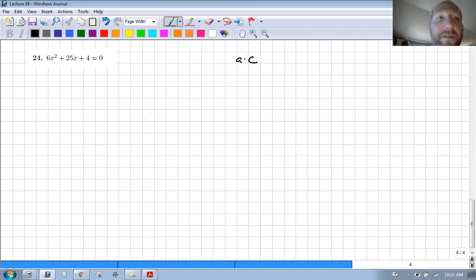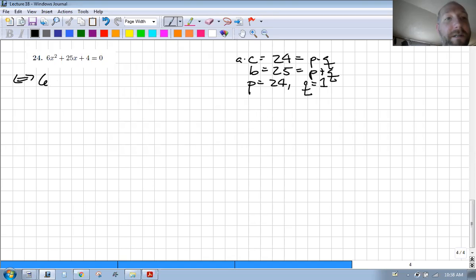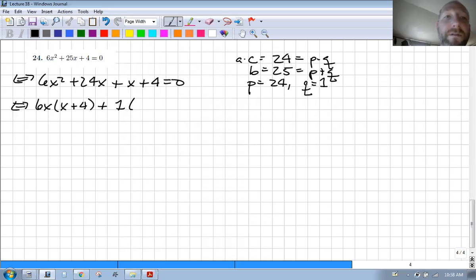Let's do the same trick. 6 times 4 is 24. B is 25. So let's do 24 and 1. So we can rewrite this guy. It's 25x is 24x plus x. Factor out a 6x, and that gives us an x plus 4. And we have 1 times x plus 4. We have a 6x plus 1 times x plus 4.